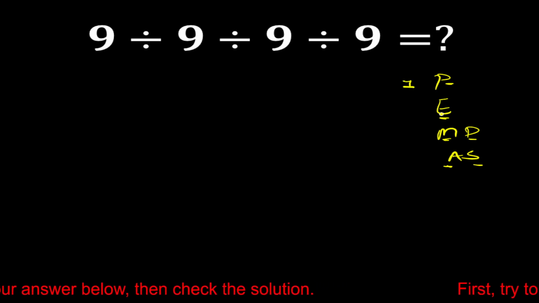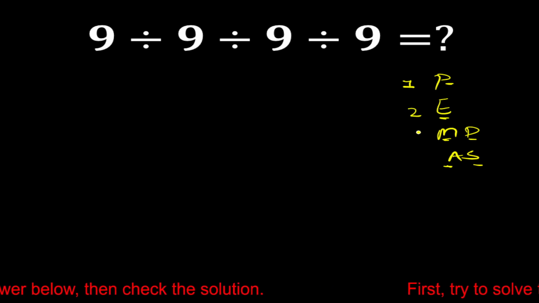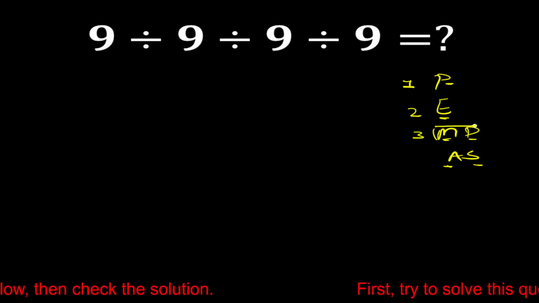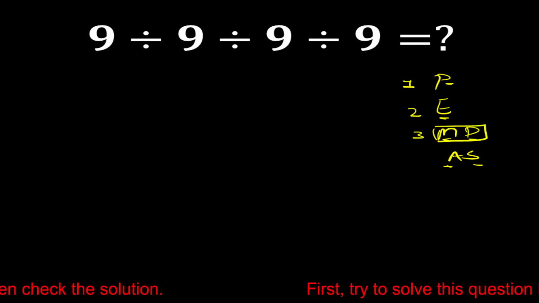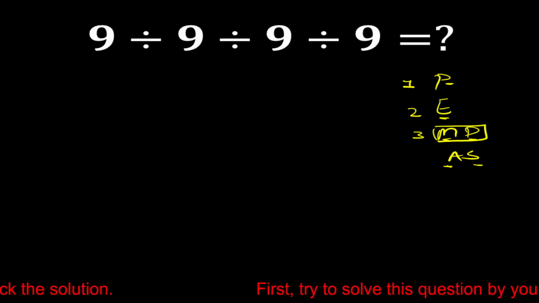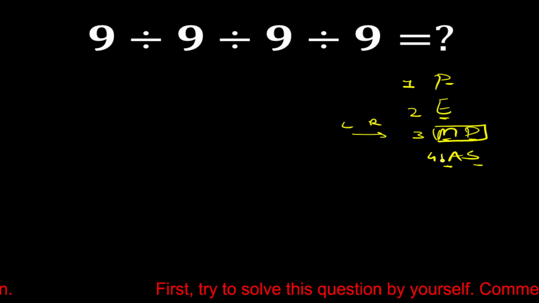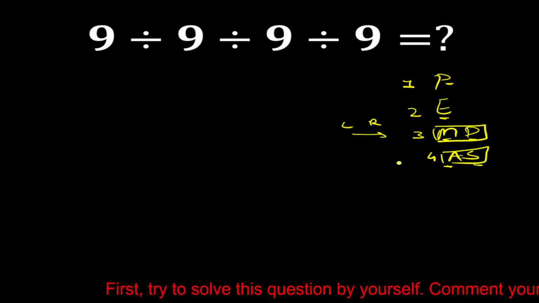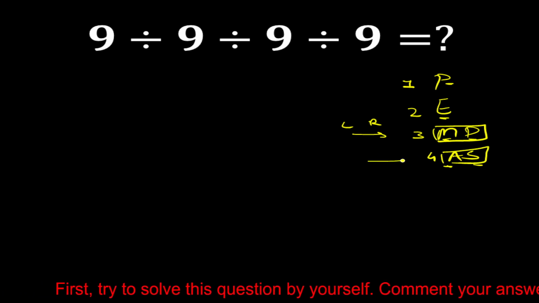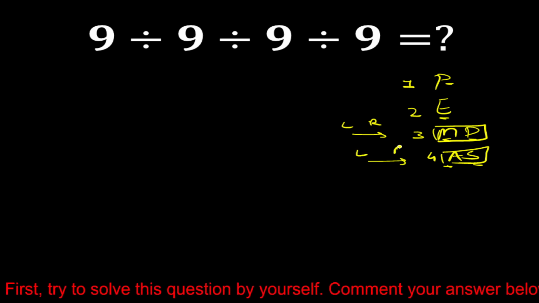First priority is parenthesis, second priority is exponents, third priority is multiplication and division. Multiplication and division both have equal priority, so we have to solve it from left to right. Fourth and last priority is addition and subtraction. Also, addition and subtraction both have equal priority, so we have to solve it from left to right.